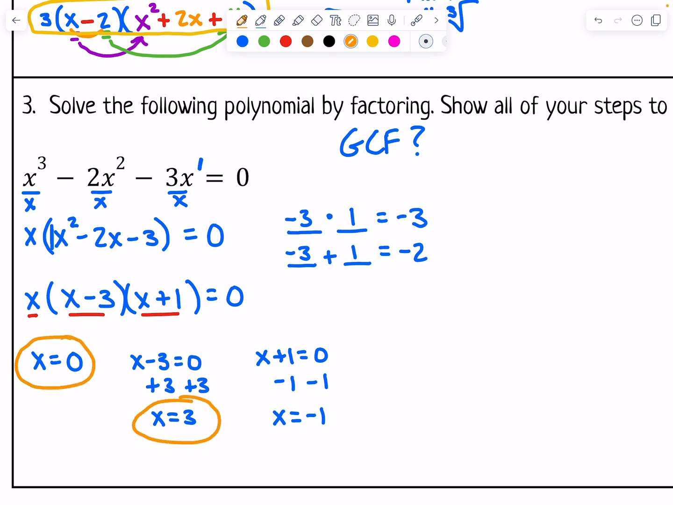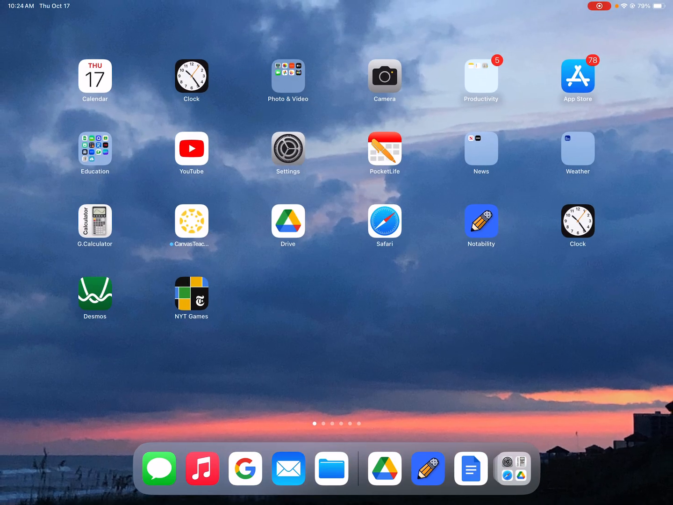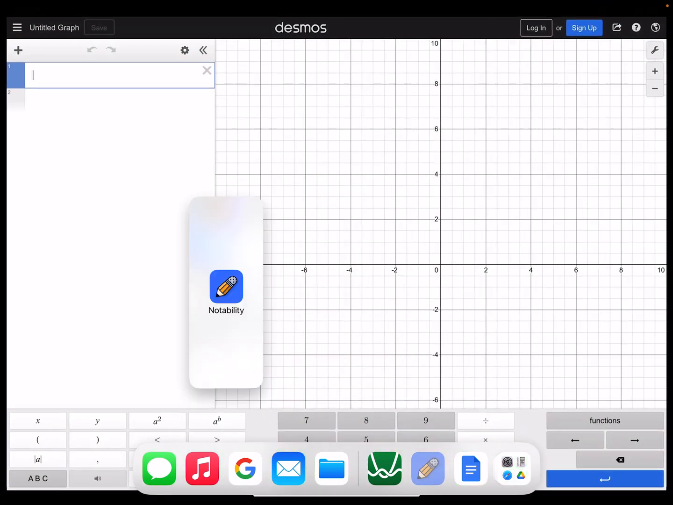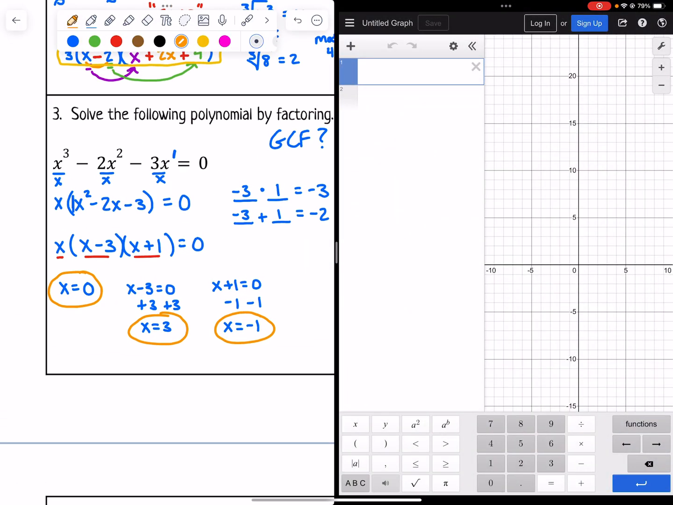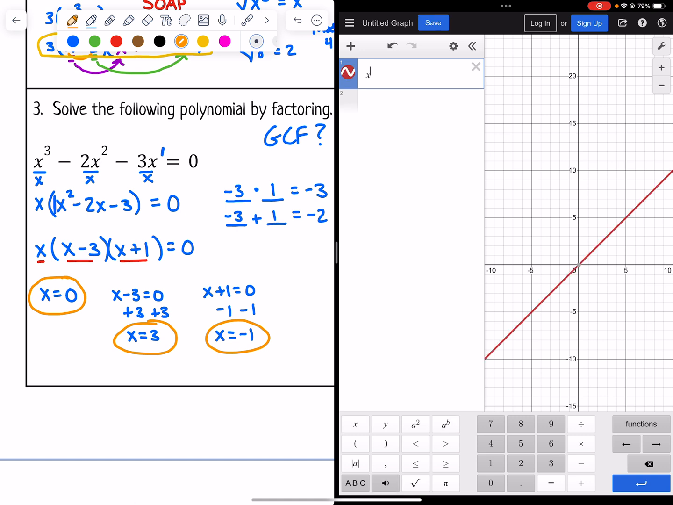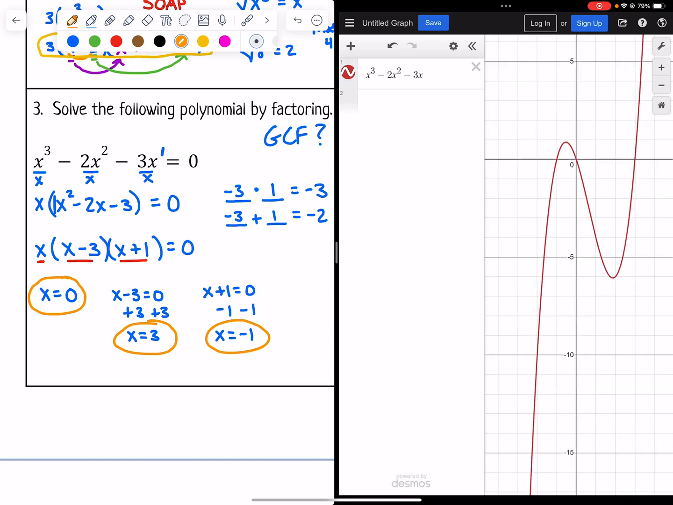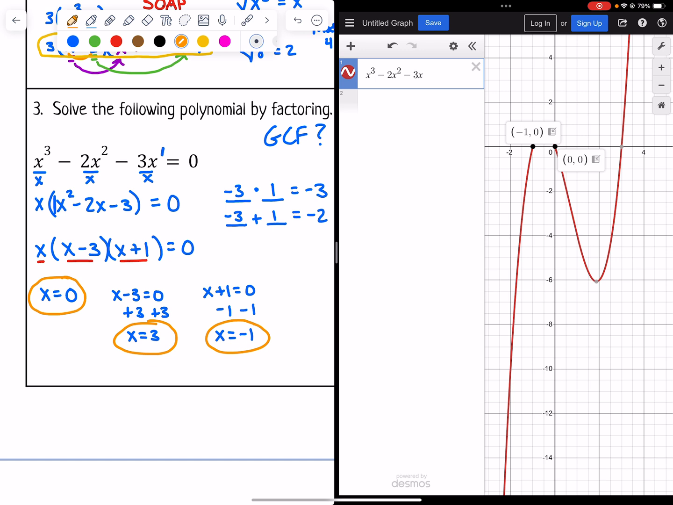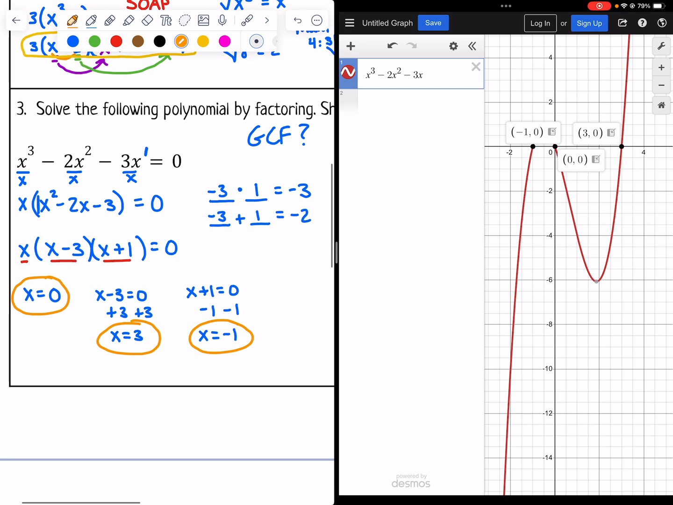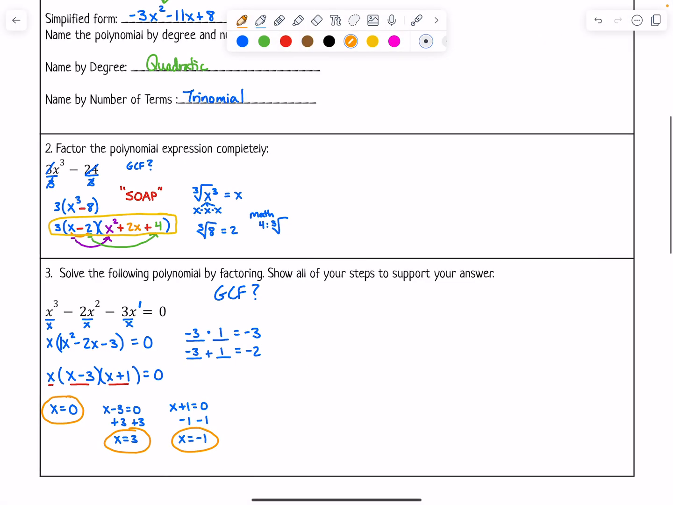They're all real solutions. And you can easily check this answer with Desmos, which is a great thing to do. So let me show you how to do that. If I type it in, I have x cubed minus 2x squared minus 3x. Notice my x-intercepts should be what I ended up with for my solutions. So I have negative 1, I have 0, and I have 3. So that shows me that I did get the right answers when I factored and solved by factoring.